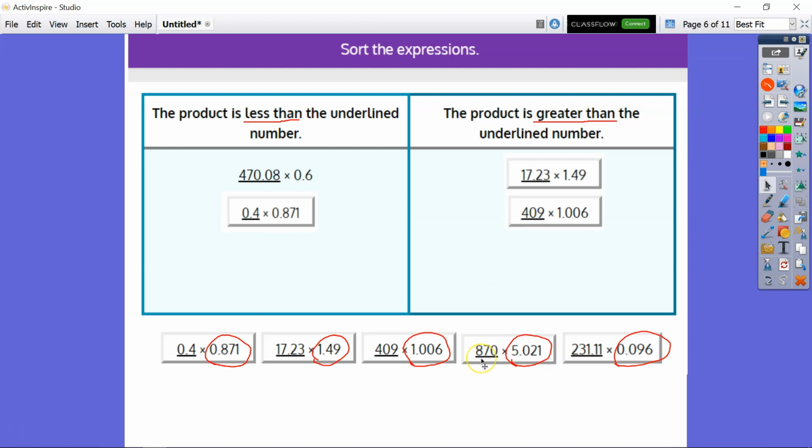Next, we have 870 times 5 and 21 thousandths. 5 and 21 thousandths is greater than 1. So our product of these two numbers is going to be greater than 870.